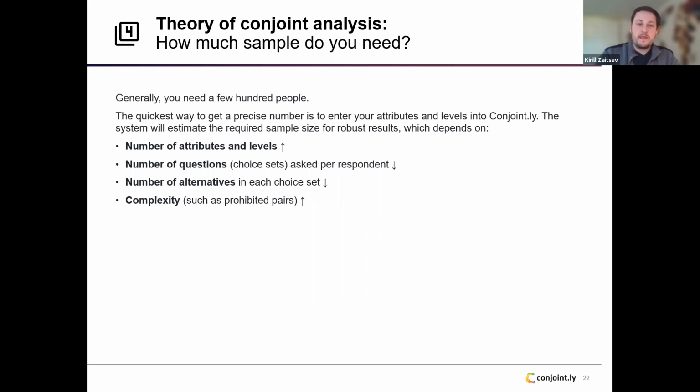The number of alternatives included in each choice set, so that would be how many choices they are choosing from. If that goes up, then we are again collecting more data per person. So if we increase the number of alternatives, it would reduce the total sample size. And any complexity that we add to the study, such as prohibited pairs, will also drive up the sample size requirement.